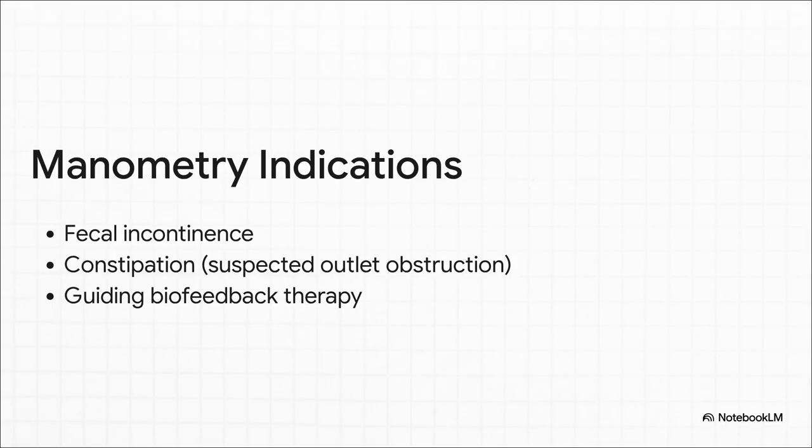So when do you order this? Well, there are a few key situations. If a patient has fecal incontinence, manometry directly measures their sphincter strength. If they have constipation and feel like they just can't empty completely, this is the definitive test for an outlet obstruction or dyssynergia. And what's really cool is that it's not just for diagnosis. It's also therapeutic because it gives us the data we need to guide biofeedback therapy.